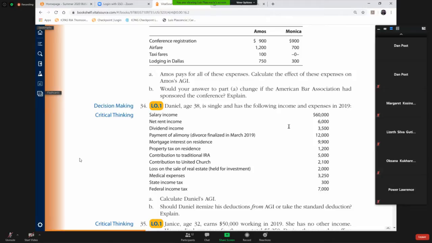Salary, that's considered income. Net rental income, that's income. Dividend income, that's income. What about this payment of alimony that was finalized in 2019? Can he get a deduction for this? It was finalized in 2019, after 2018. Can he get a deduction for this? Yeah, and this is where you need to pay attention to the dates. What do you guys think?